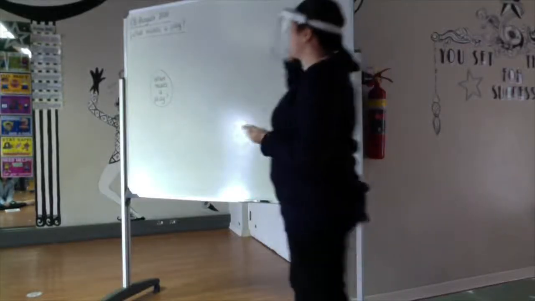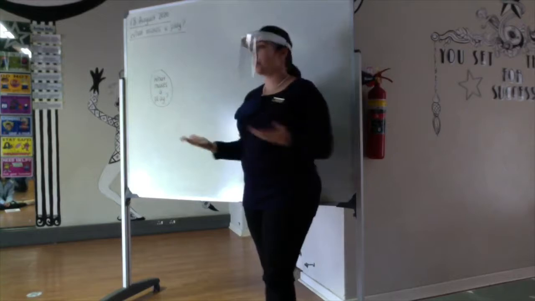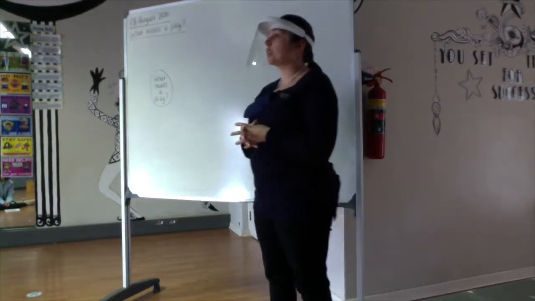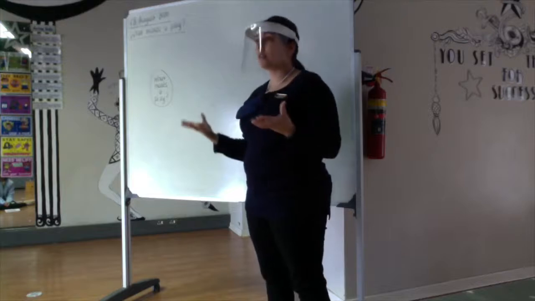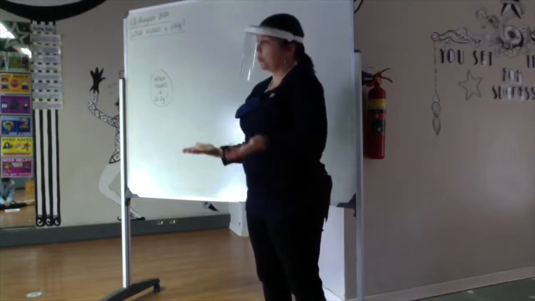Right, today's date is the 18th of August and the heading is What Makes a Play. Make sure you've underlined. So, the very first thing we're going to be looking at today is, of course, drama theory. But I need to know what you know before we go forward.